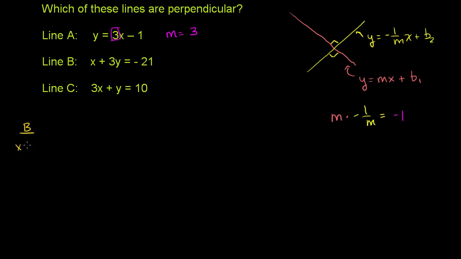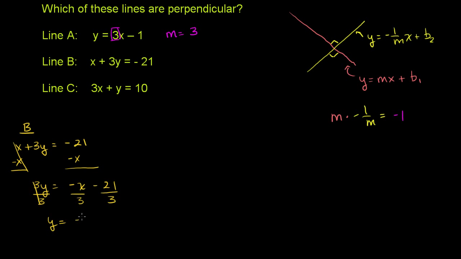Line B, we have x plus 3y is equal to negative 21. Let's subtract x from both sides so that it ends up on the right-hand side. So we end up with 3y is equal to negative x minus 21. And now let's divide both sides of this equation by 3. And we get y is equal to negative 1/3 x minus 7. So this line's slope is negative 1/3. So here m is equal to negative 1/3.